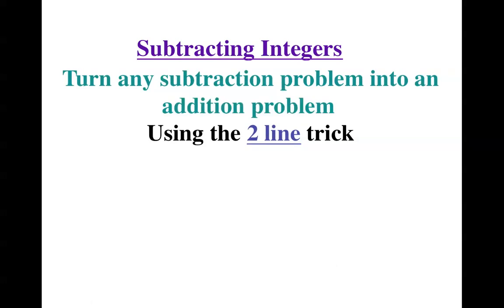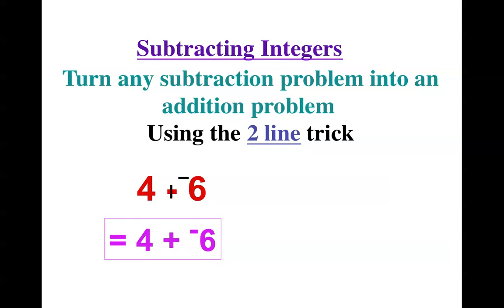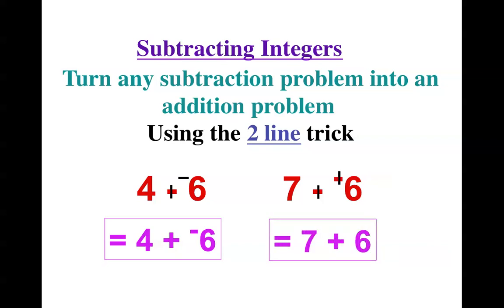One thing that I tell the kids in class is that you can turn any subtraction problem into an addition problem using what we call our two-line trick. Let me show you what that is. So, we want to be able to add the opposite. In this situation, watch me. I'm going to add the opposite. So the opposite of positive 6 is negative 6. So I add the opposite of positive 6, which becomes negative 6. And we have just changed the subtraction problem into an equal addition problem. In this situation, the opposite of negative 6 is positive 6, so we add, and the opposite of negative 6 is positive 6. And we get now this equal addition problem.